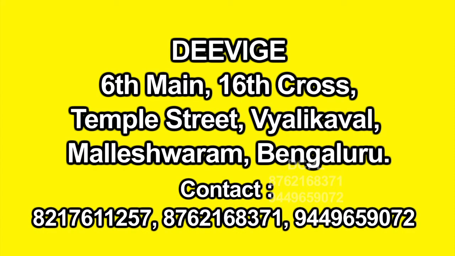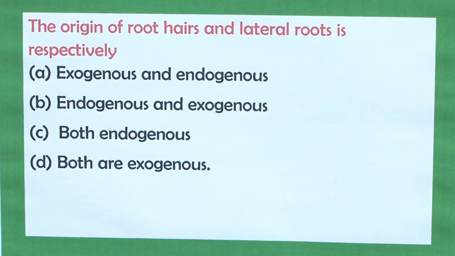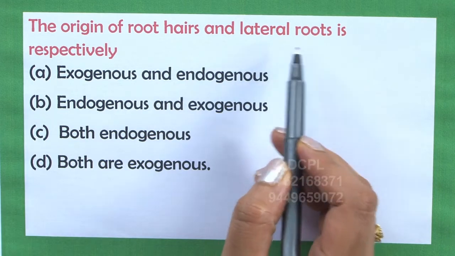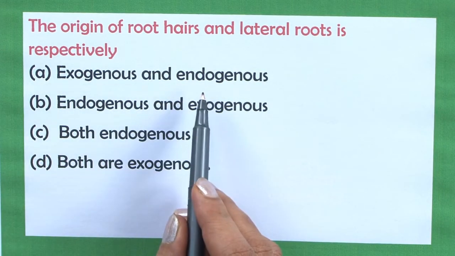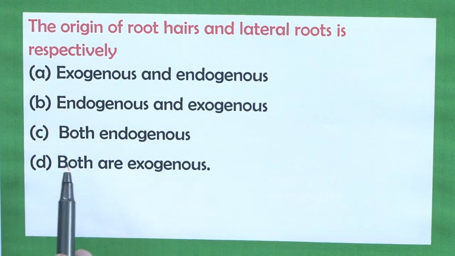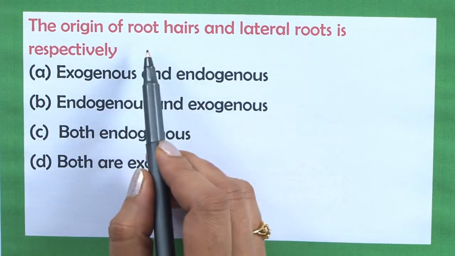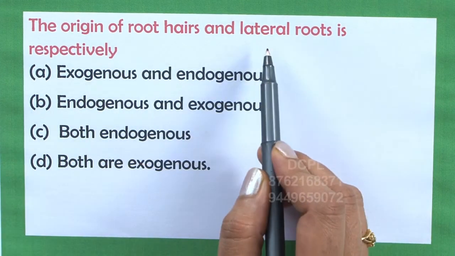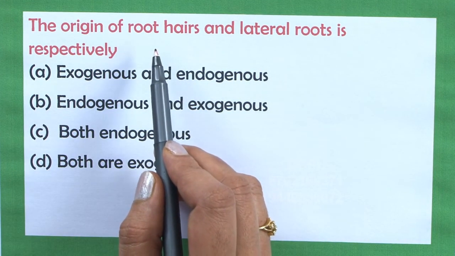Look into the next question. It says, the origin of root hairs and lateral roots is respectively exogenous and endogenous, endogenous and exogenous, both are endogenous or both are exogenous. What is the first one? Root hair and lateral roots. How are the root hairs developed? Where exactly is the position of the root hair?